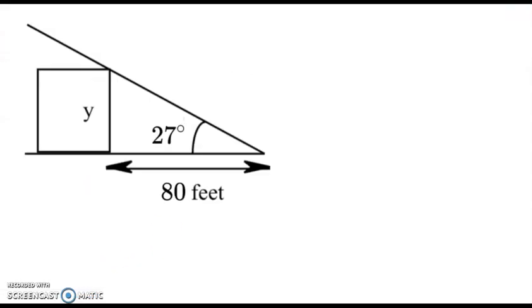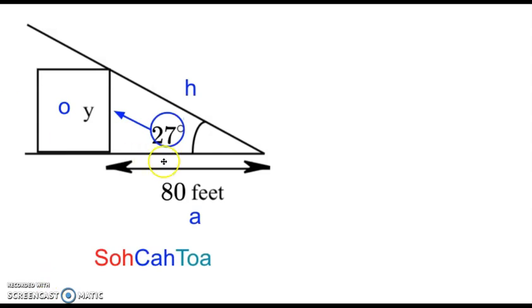So drawing this out, here's the building. Angle of elevation is looking upward, and they are 80 feet away from the base of the building. So remember SOHCAHTOA. Circling our angle, we're going to draw an arrow across, so that's going to be opposite. Adjacent is going to be next to, and this is going to be the hypotenuse because the building is perpendicular with the ground. It's 90 degrees.